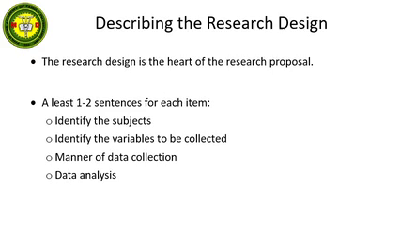So what are the subjects that you will include in your study? What are the variables that you're going to decide to collect? And what's the manner of data collection, and how are you going to analyze this data that's going to be collected? So with these 8 to 10 sentences, then you have 1 paragraph to describe your research design, and that should be the first paragraph of your method section.